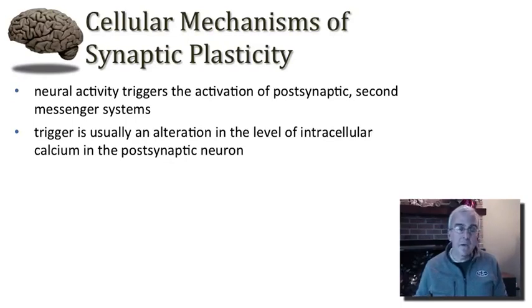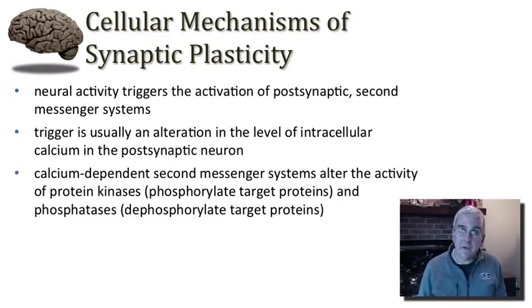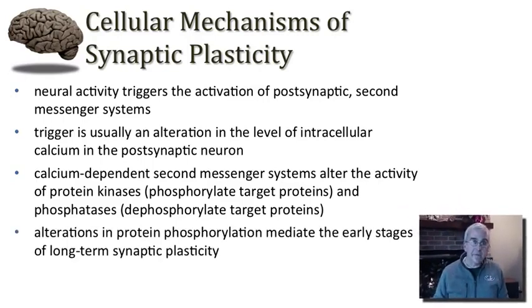with its plastic response. So calcium within the postsynaptic neuron triggers the activity of second messenger systems that often converge on one of two categories of enzymes. One category is the protein kinase family of enzymes. These are enzymes that phosphorylate target proteins, and that's often a means of turning on that target protein. Another category is phosphatases, and phosphatases are enzymes that dephosphorylate target proteins. So it's this alteration in protein phosphorylation that mediates the early stages of synaptic plasticity, where new proteins don't need to be produced, so we've not yet really altered the overall protein complement of the postsynaptic cell. We've just altered the function of the proteins that already exist.